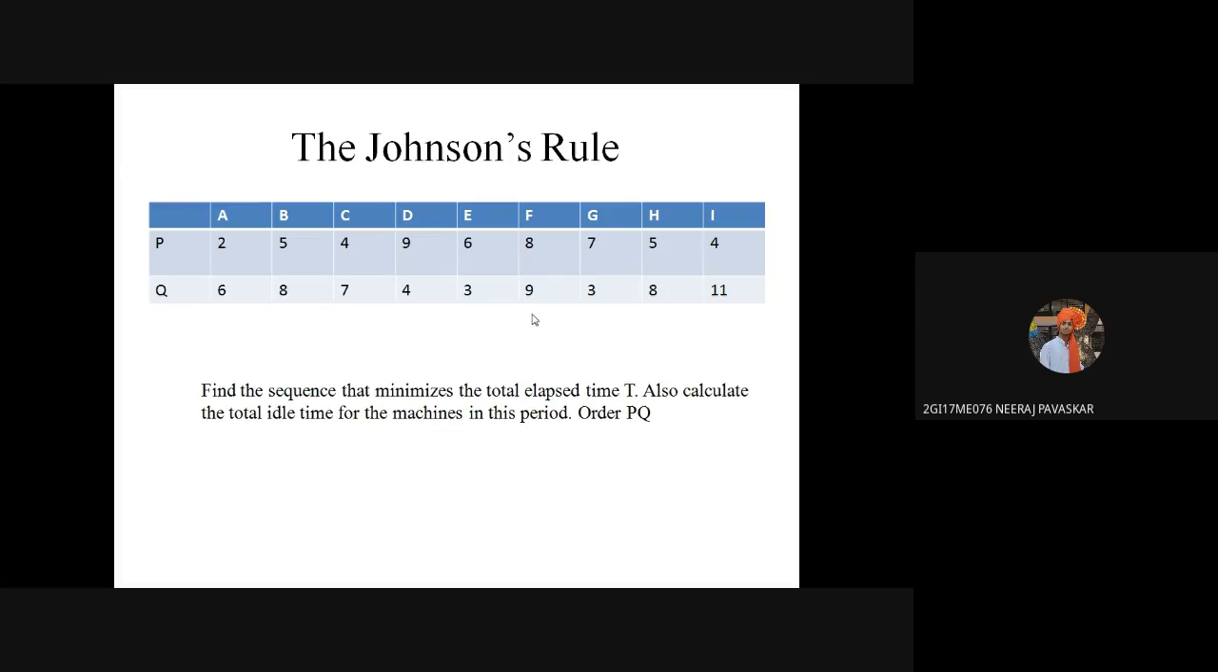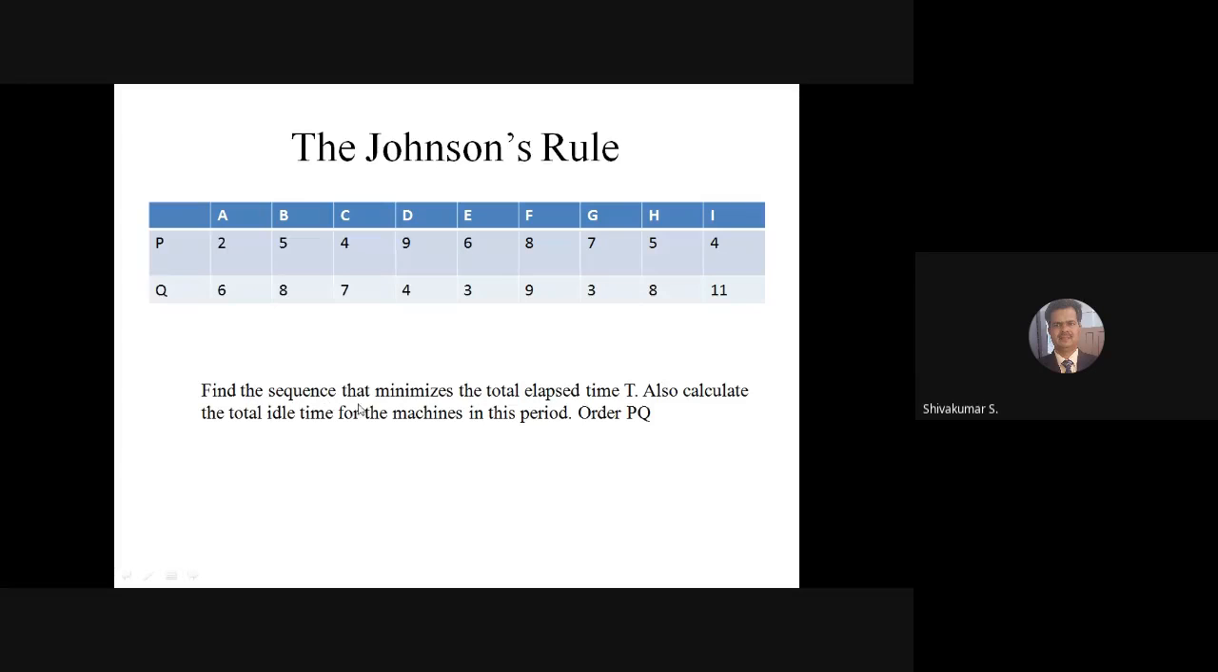Sir, do we have to note down the problem from the previous slide? No, this much only. It's the problem given: two machines, only the table. Problem given: PQ machines, A to I jobs, and these are the processing times. You have to make this table now.